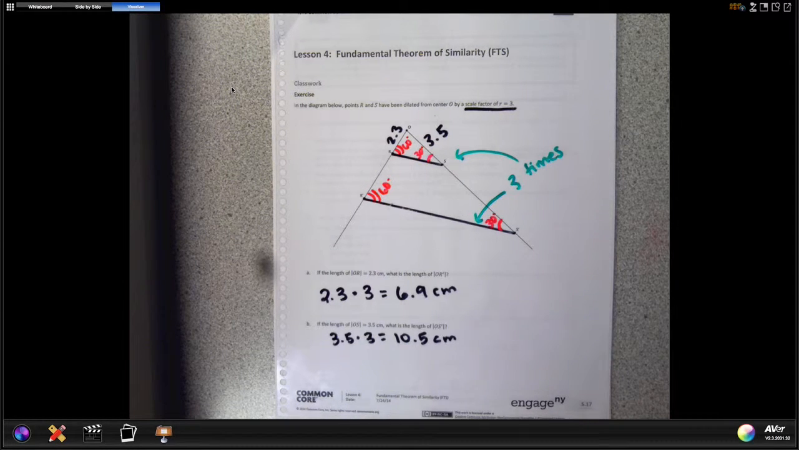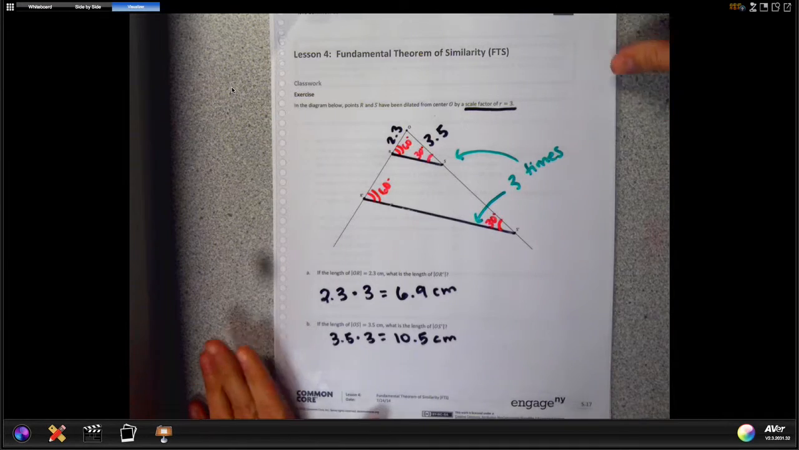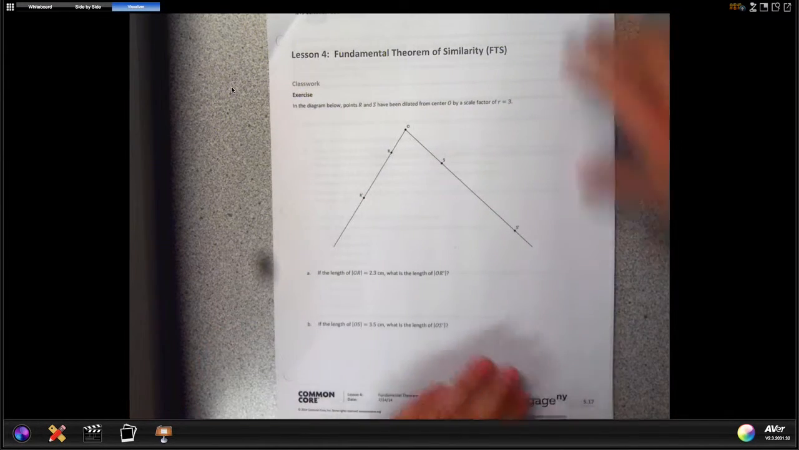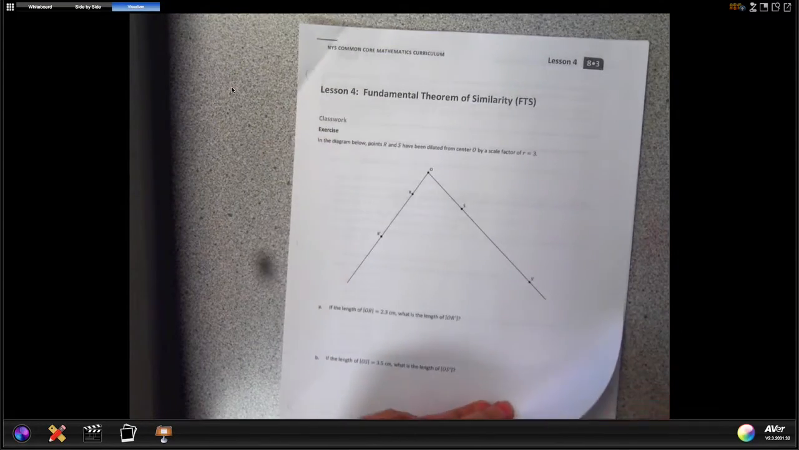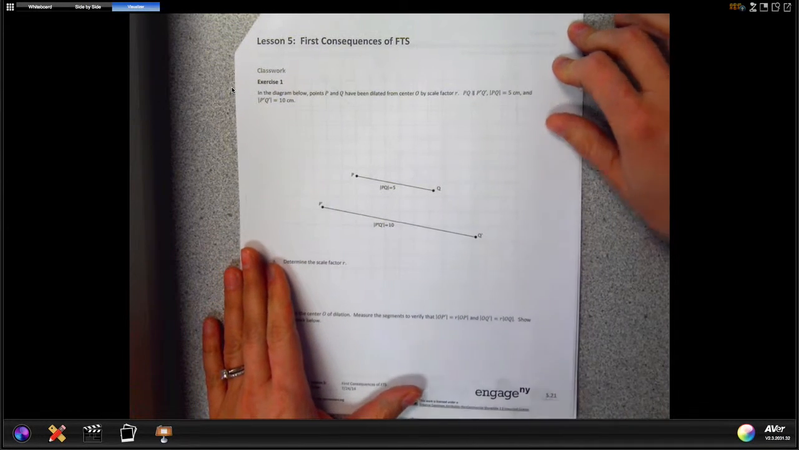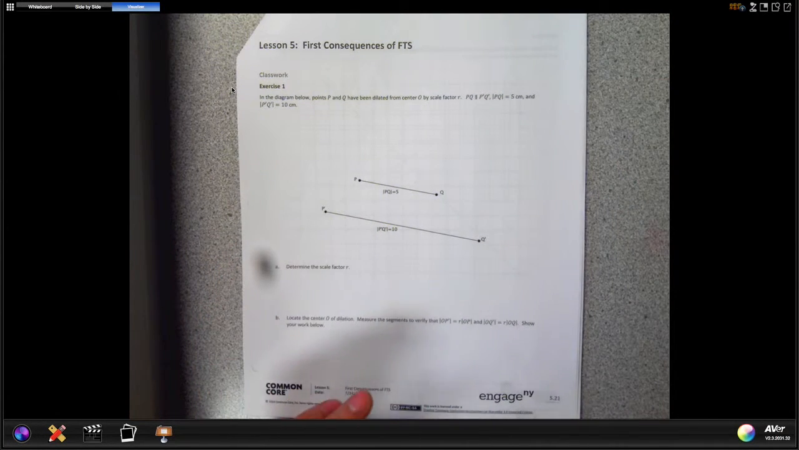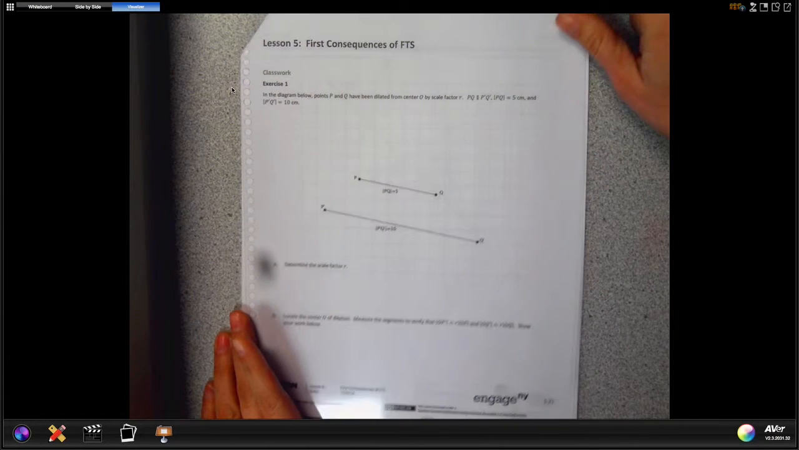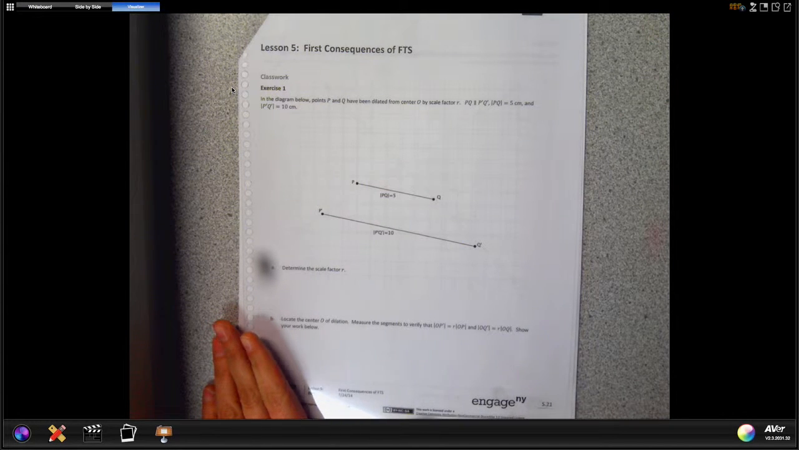And that's pretty much Lesson 4. That's what we're going to go over for the video. Lesson 5 takes this a step further. And so we're going to skip now to Lesson 5, which is on page 21. And this is referring now to the consequences of the fundamental theorem of similarity. So this picture should look a little familiar from Lesson 3, which we did last week.